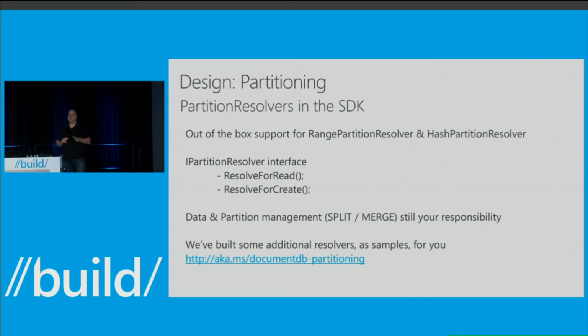I've written one for a customer already that was a combination of hash, range, and spillover. Actually it's range, hash, and spillover. So they have a range of things. Within that, they have a hash because they have a number of collections in that range. And then as those collections fill up, it spills over to another one. Using IPartitionResolver, there's basically 2 methods. One that says resolve for read, one that says resolve for create, and you implement the code that figures out how to do this.